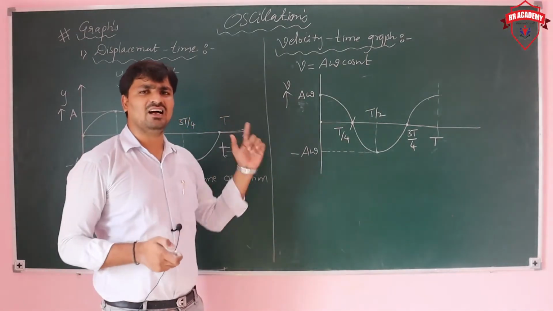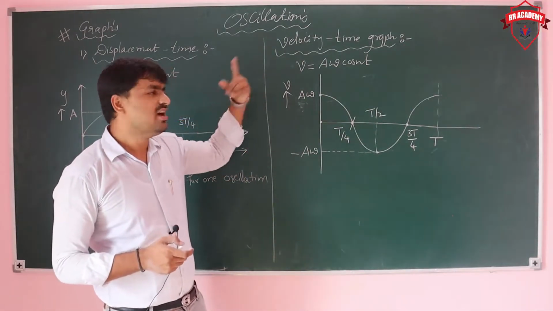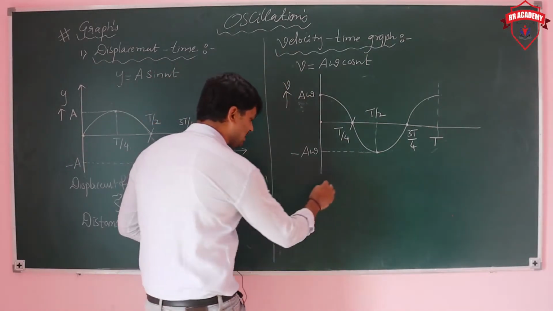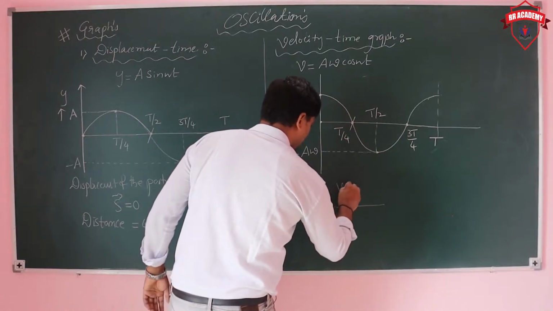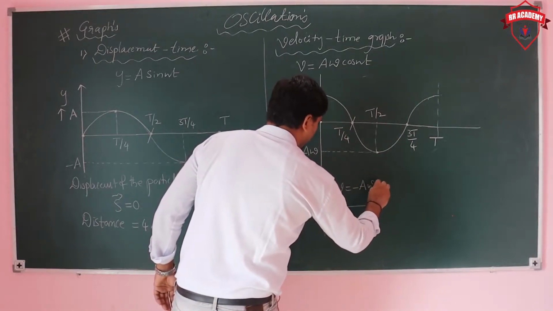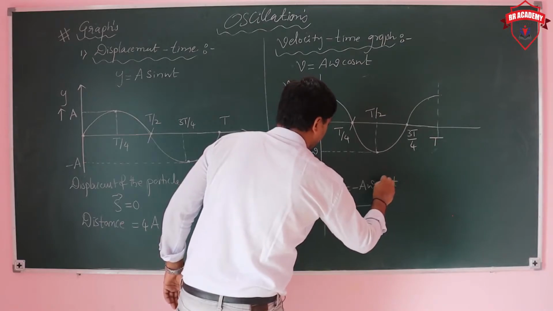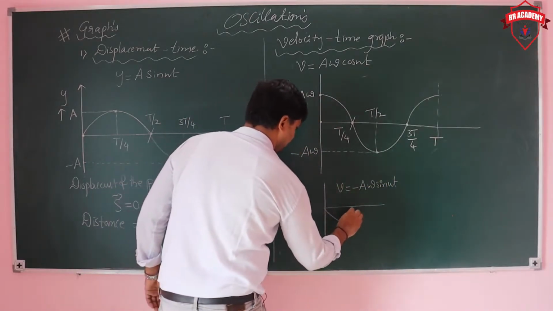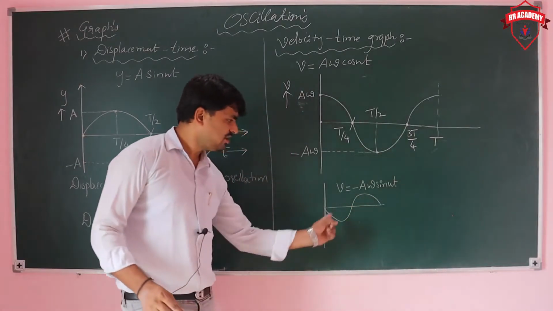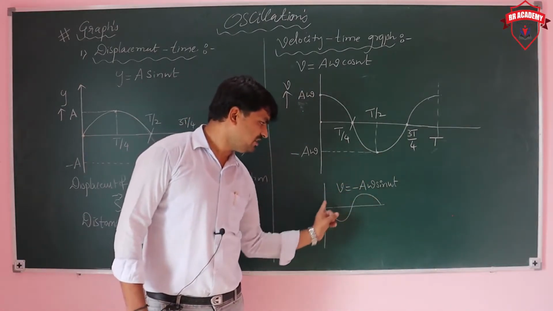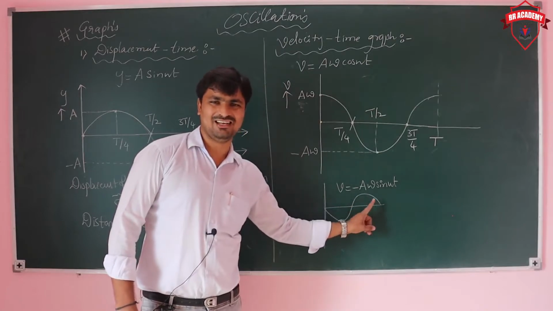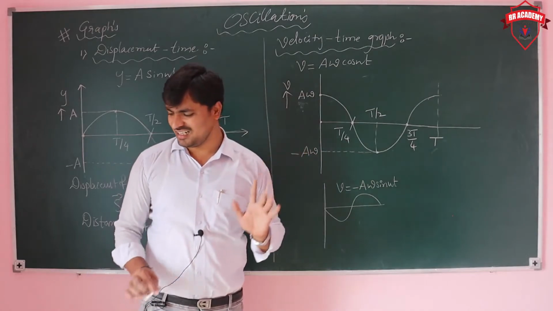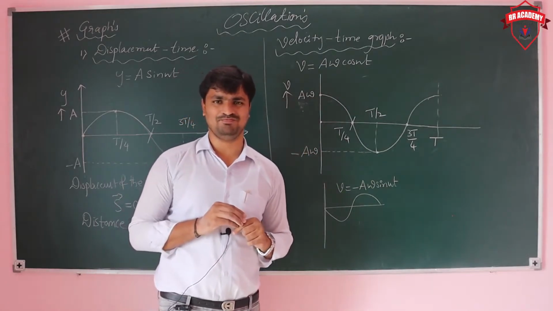If we are taking the cos function, then we have to take it as the sine function. So if we take that, we get v is equal to minus a omega sin omega t. The minus represents the opposite case. Whatever you take, the resultant is the same.